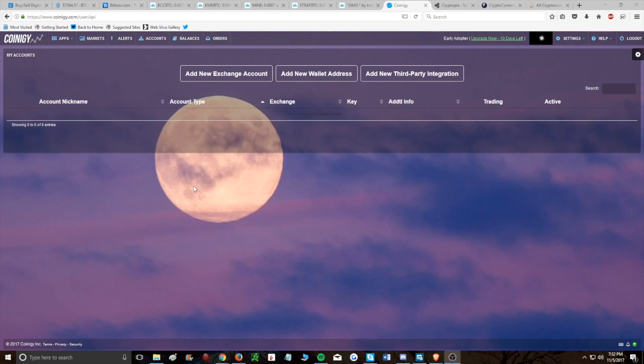So I'm going to show you guys how to set up your Quadriga account so you could trade from other exchanges on it. For this example, I'm using Cryptopia because I don't mind trading on Bittrex. I really don't like the charts on Cryptopia, so I come to Quadriga because I like using it for charting.